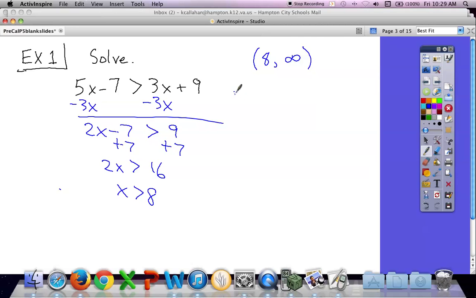If you graphed it, we're used to doing it like open circle on 8, shade to the right, like that. The book does a parenthesis, a left parenthesis, and then just draws an arrow to that side. But it all means the same thing. It's just notation.